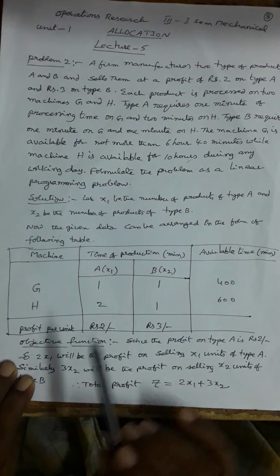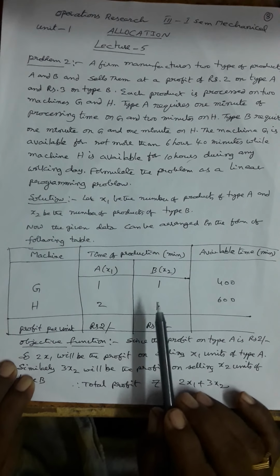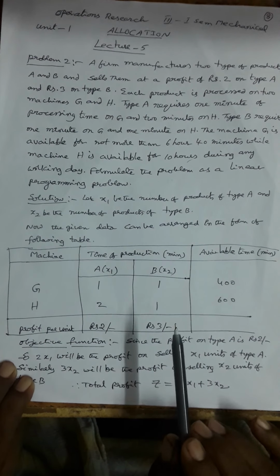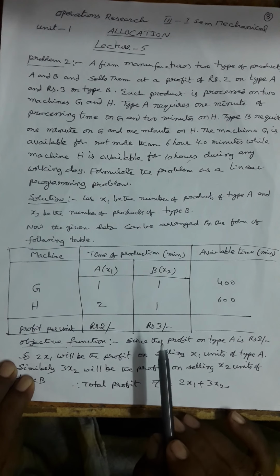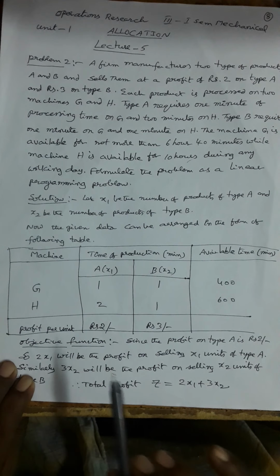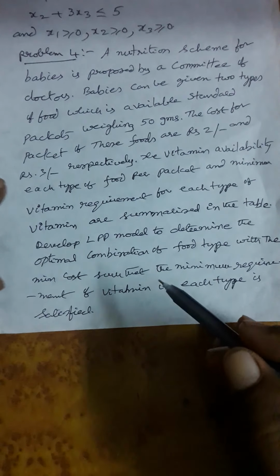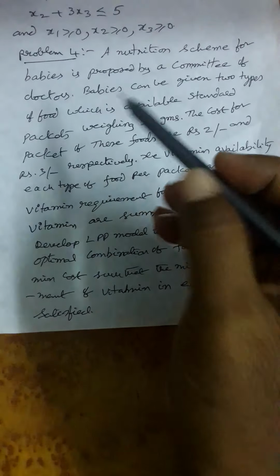Using this table, you write the linear programming problem, but we have to express our linear programming problem verbally. So write each and every step clearly and then express mathematically. Third problem, you do as homework.